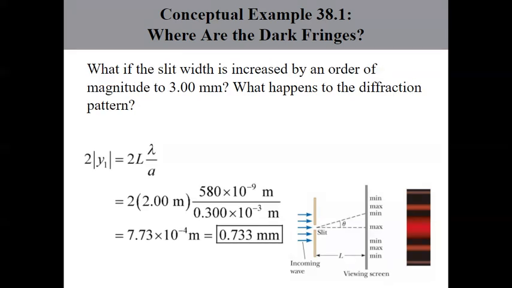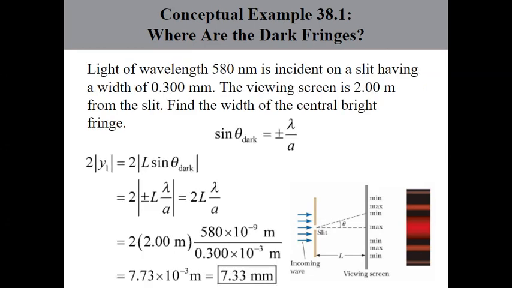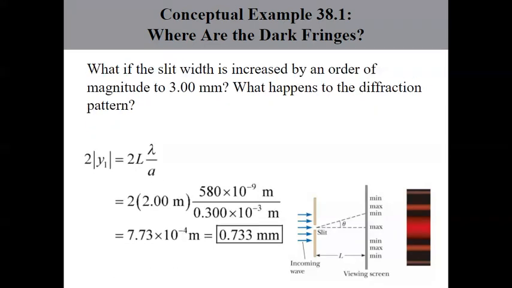If the width increases, then the fringe will become smaller, so it decreases by a factor of 10. So in a lab setup, you can play around with the width of your slit so that you can more easily measure the fringe pattern that occurs. The smaller the slit, the bigger the fringe pattern.